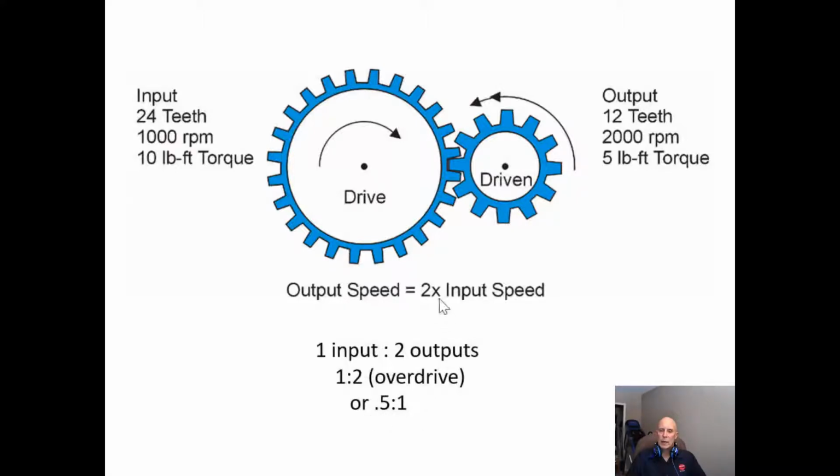So we get a huge increase in speed, basically twice the amount. But what happens with the torque? Well, if we look back at how that plays out, our torque will be half of what our input torque is. And this is where we get an overdrive in a transmission.